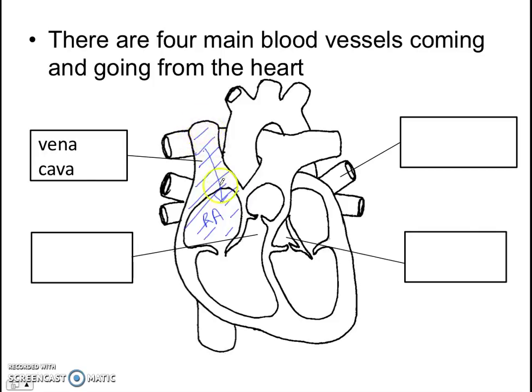Now this vena cava, there's actually another part which is down here. This is also the vena cava. But this part of the vena cava brings the blood from the bottom half of your body that's deoxygenated. And this part of the vena cava brings deoxygenated blood from the upper part of your body, so like your hands and your arms. Okay, so that's the vena cava.